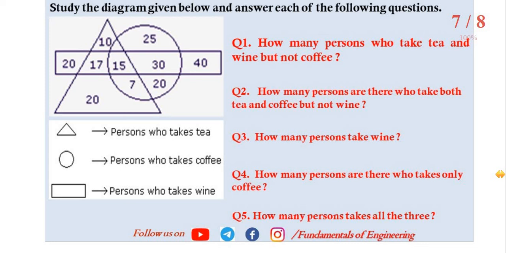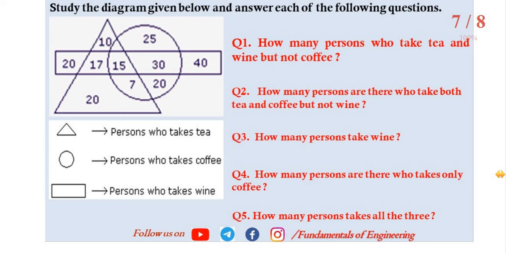Question 1, how many persons take tea and wine but not coffee? Question 2, how many persons take both tea and coffee but not wine? Understand the question. But not coffee means they have to take only tea and wine. And but not wine means they have to take only tea and coffee. So sometimes the words interchange.